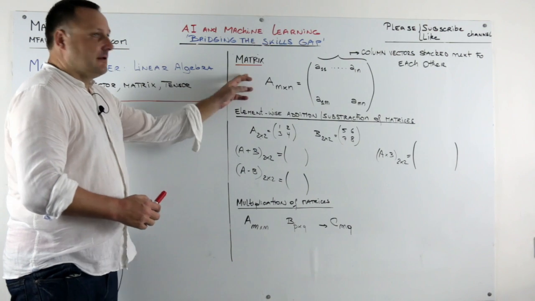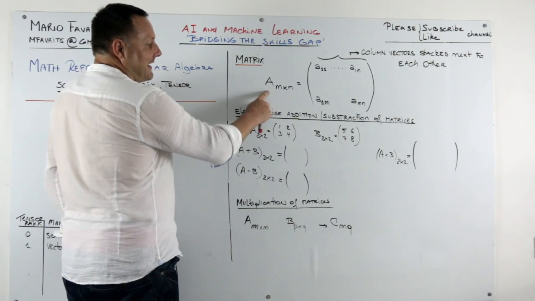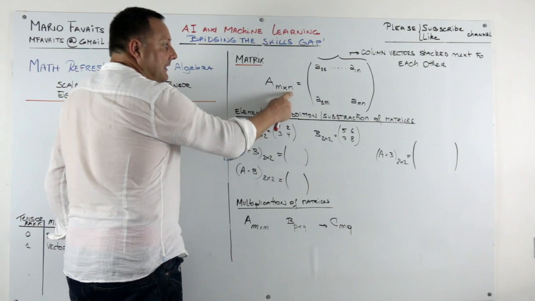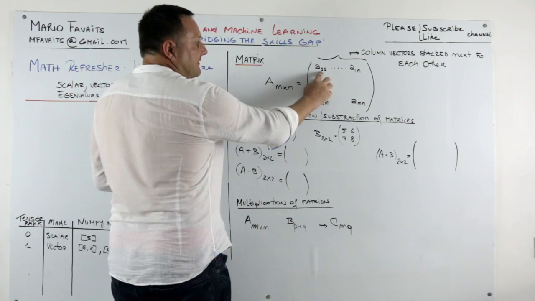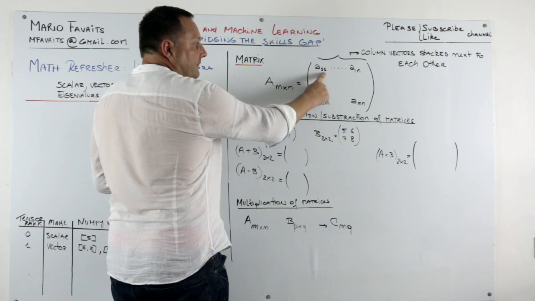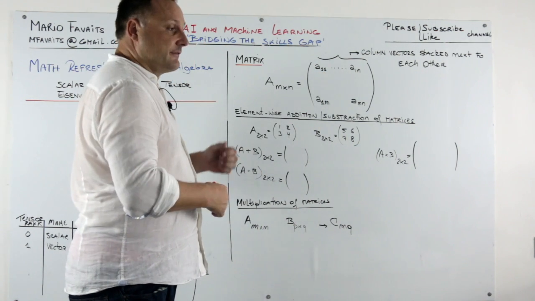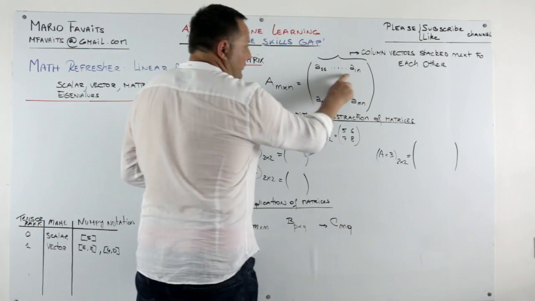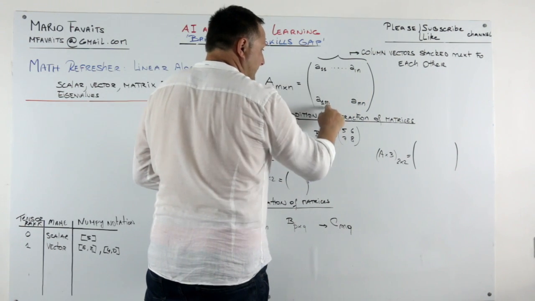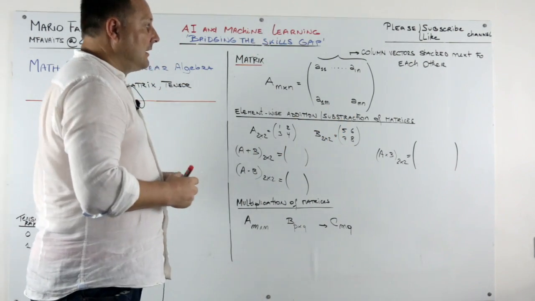Alright, let's take a look at the matrix now. So this is a matrix A and it has m rows and n columns. So this is how we write it. First index is the row, second index is the column. So A11 is the first element, row number 1, column number 1. The columns go to n, and the rows go to m.